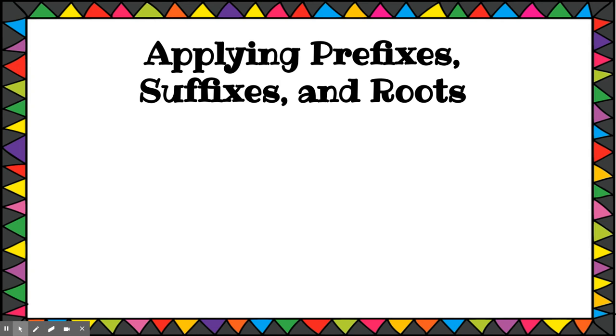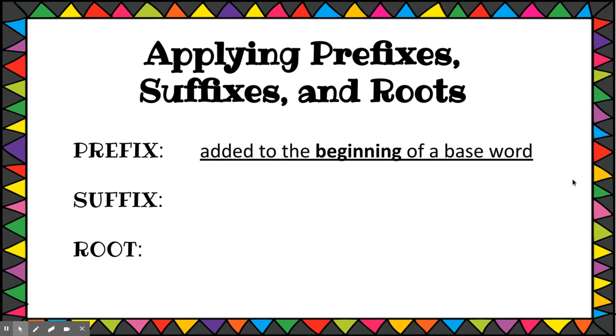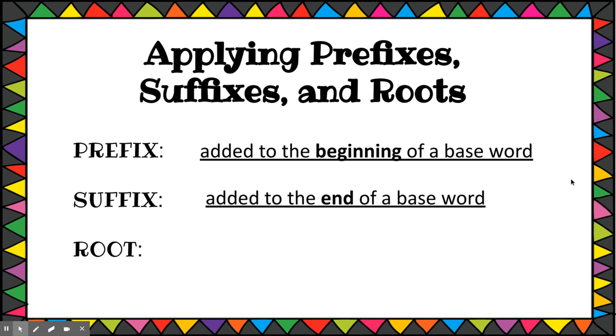Hi there, we are going to start learning prefixes, suffixes, and roots and figuring out how we can apply those meanings to difficult vocabulary words. So first of all, just as a quick review, hopefully you know where a prefix goes in a word. It's a little piece of a word that goes at the beginning of a base word. So prefixes are added to the beginning of a base word. Suffixes are added to the end of a base word.